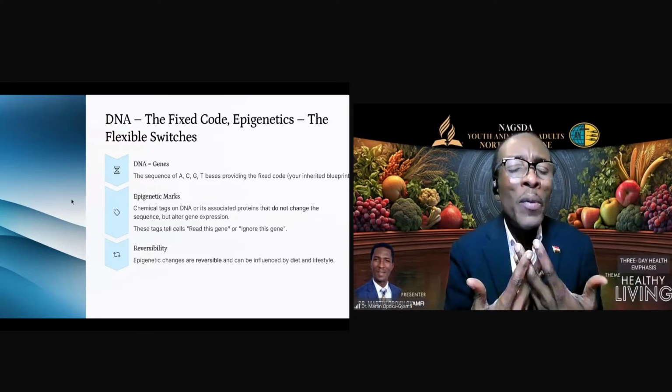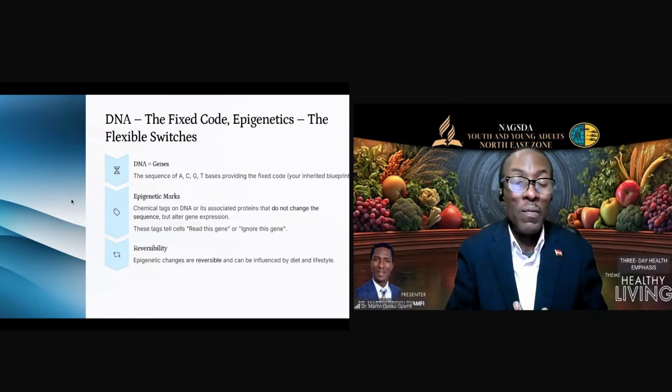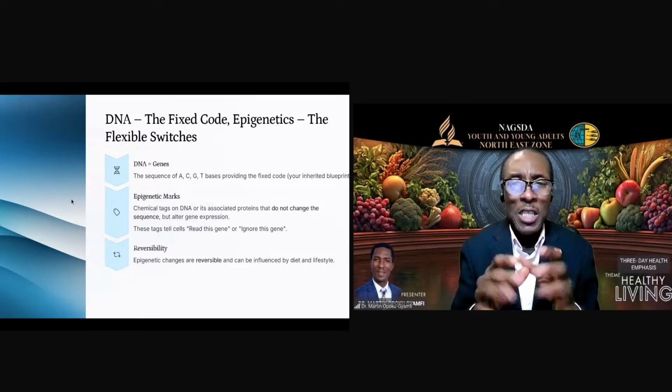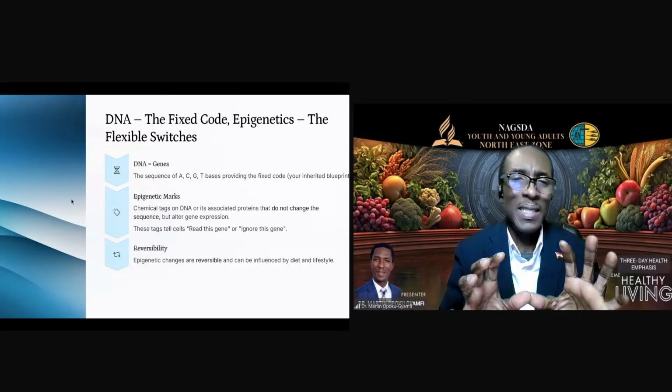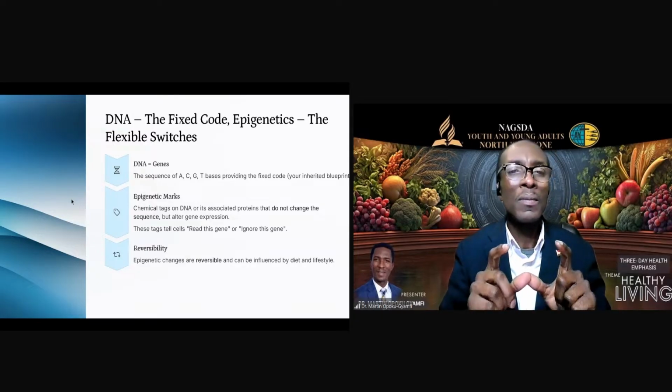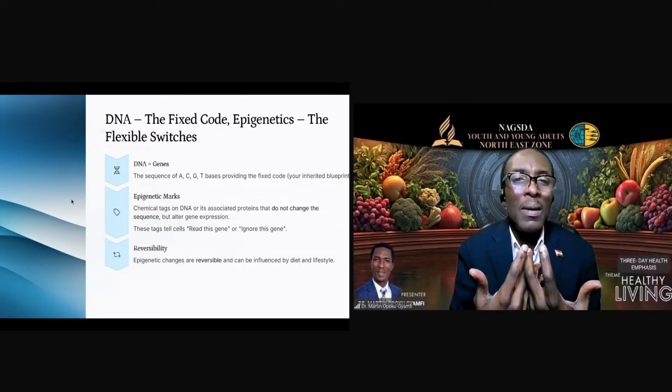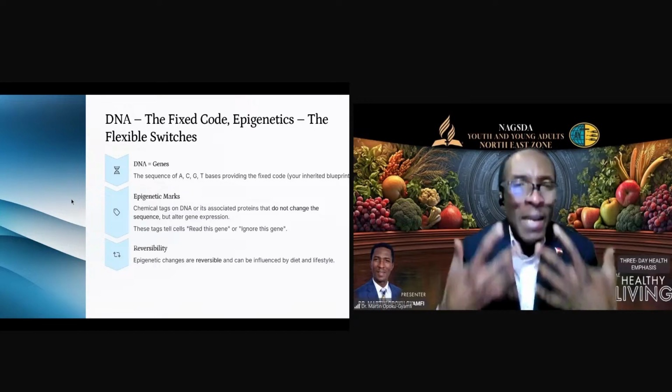So it can be reversed. It is reversible. And this is why I am spending a lot of time here, because this is basically the crux. This is it. Once you understand this, you understand that you can modify your genes.